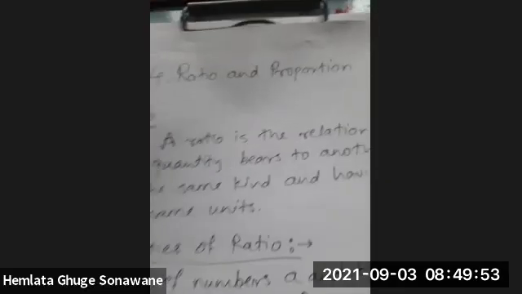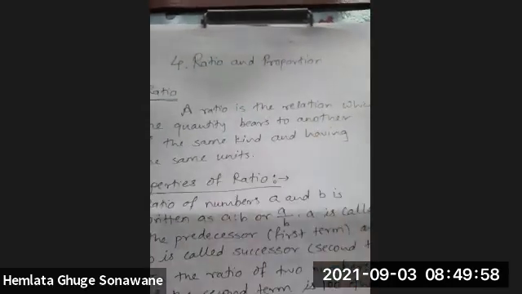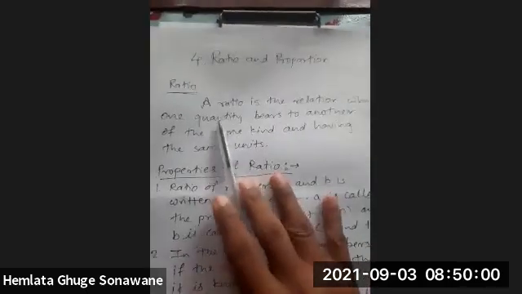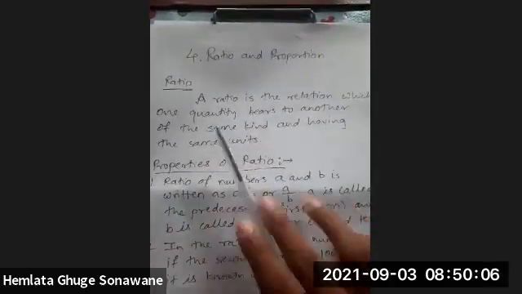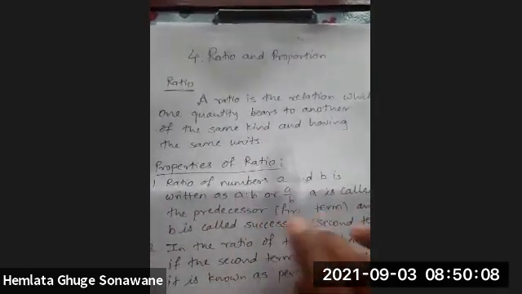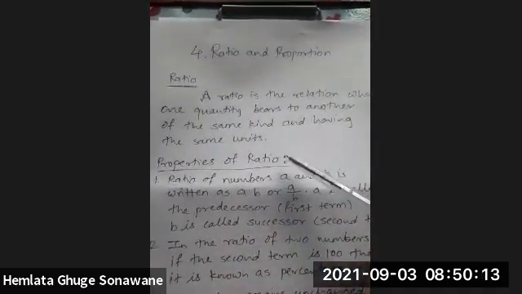Very good morning, students. Today we are going to start with the fourth topic, that is ratio and proportion. So let us learn first what is ratio. The definition of ratio is the relation which one quantity bears to another of the same kind and having the same unit. Let us look at some properties of ratio.